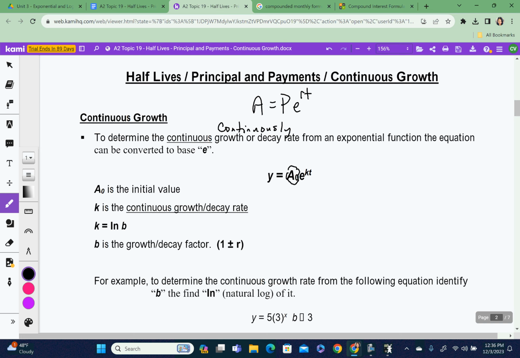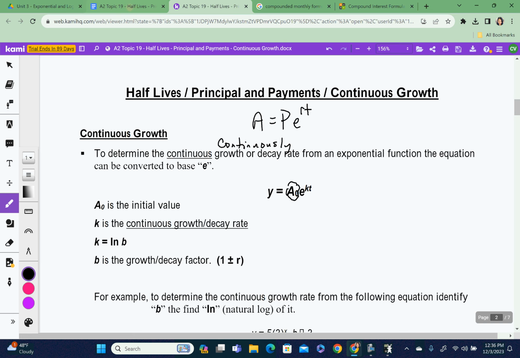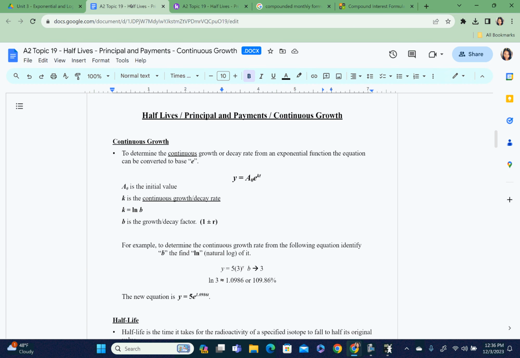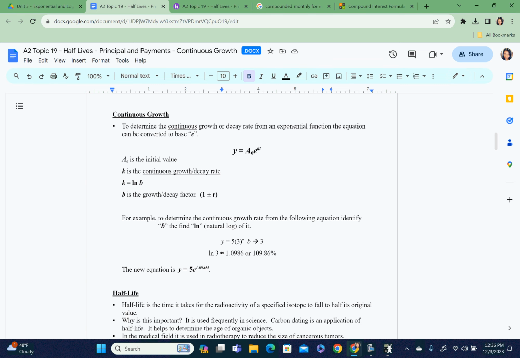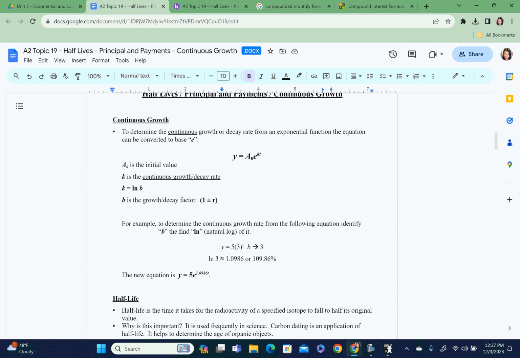Yep, those are the basic things. So if you go back to this, what we want to do to convert: if they say it starts out as a regular function and we want to find out what the continuous growth function is going to be, all you do is take the number that's in the parentheses. In this case, it's 3. And we're going to find the ln of that number.